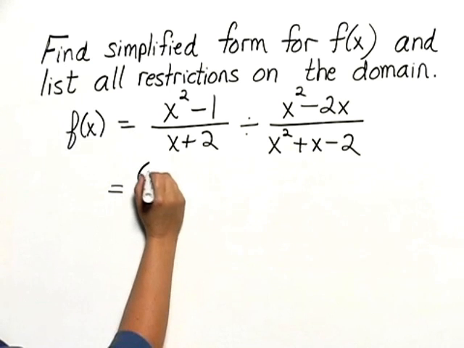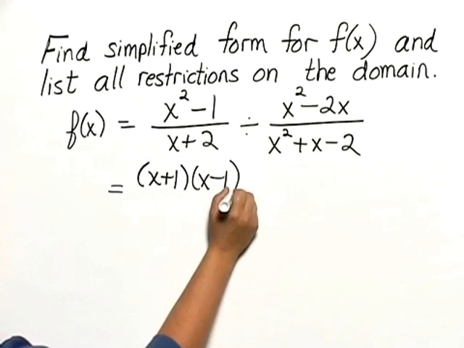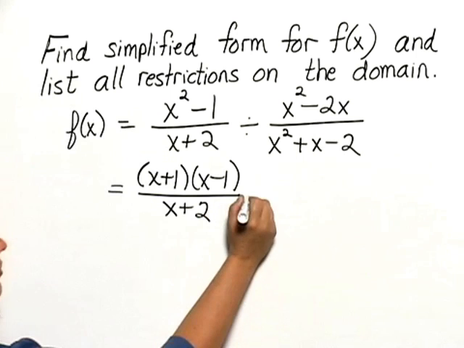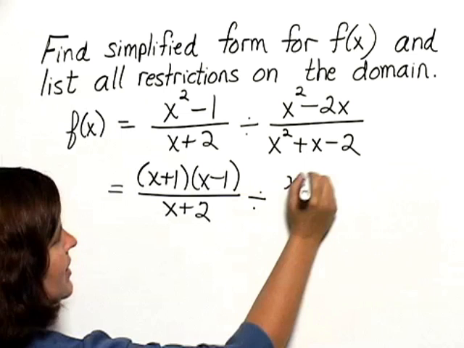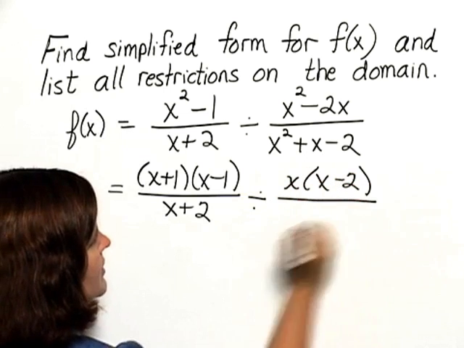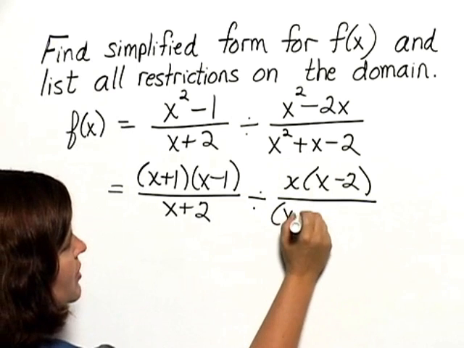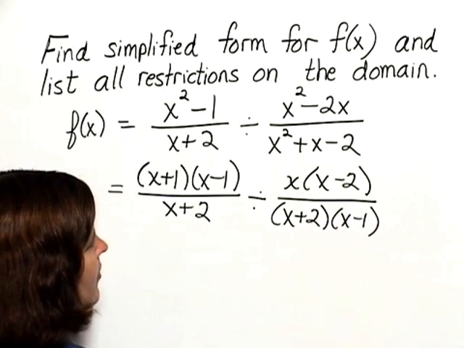x squared minus 1 is x plus 1 times x minus 1, and that's over x plus 2. We're dividing by x squared minus 2x, which is x times x minus 2. And the denominator x squared plus x minus 2 factors into x plus 2 times x minus 1.